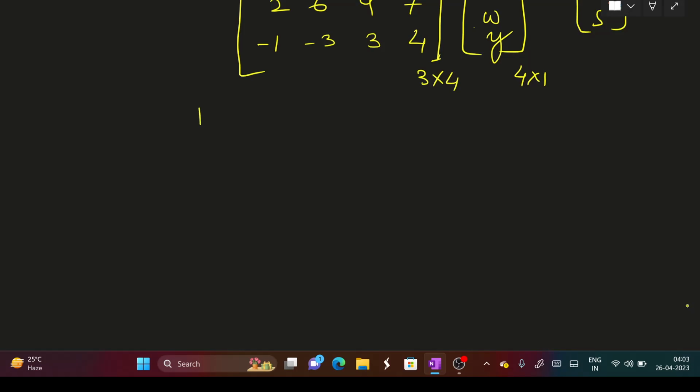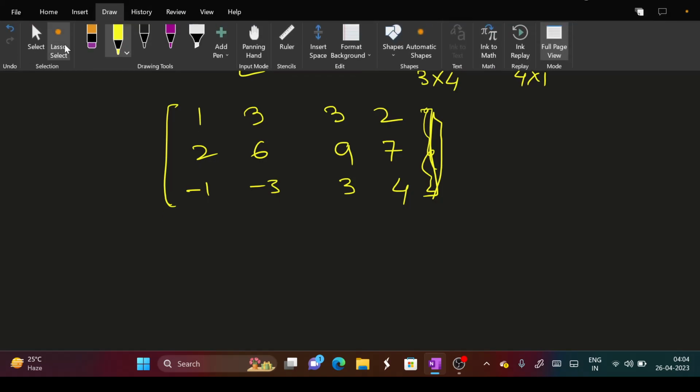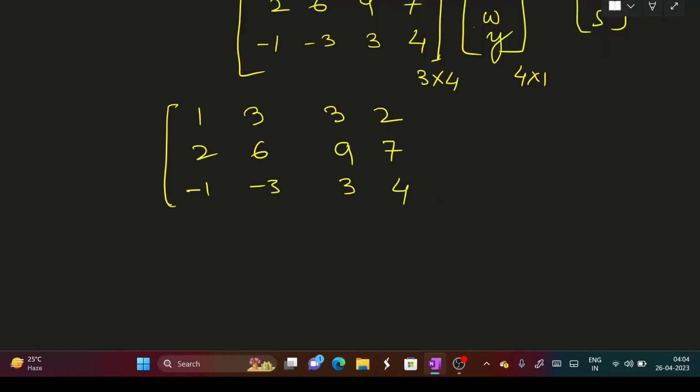What is it? 1 3 3 2, 2 6 9 7, minus 1 minus 3 3 4. We will augment it with the RHS vector, that is the RHS vector 1 5 5. So write down the augmented matrix. Step 1 is over.